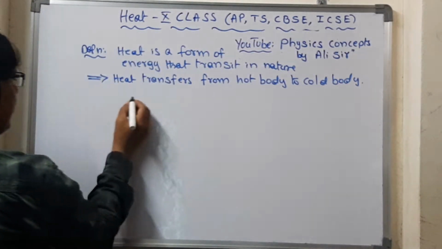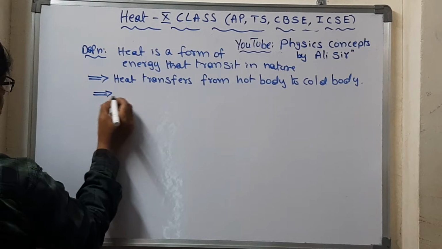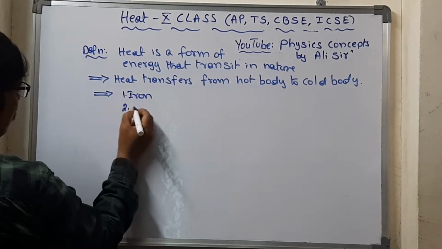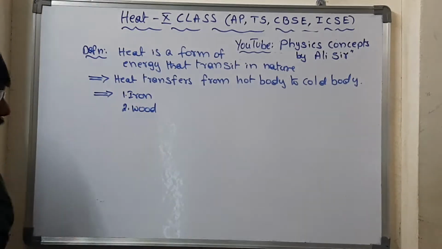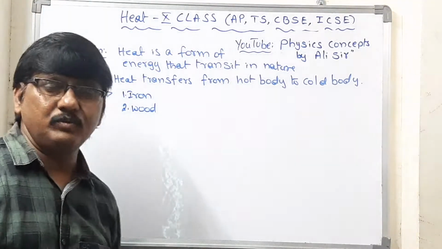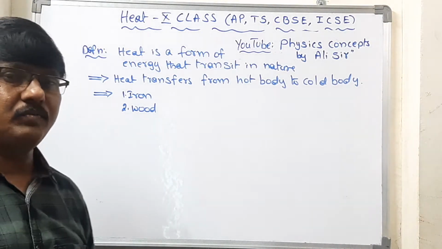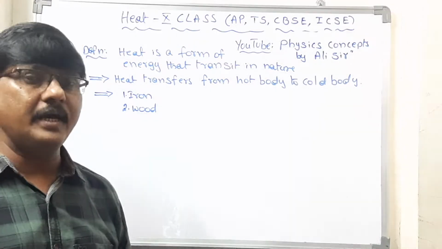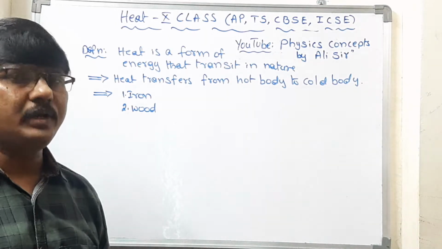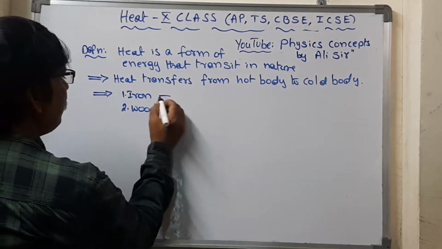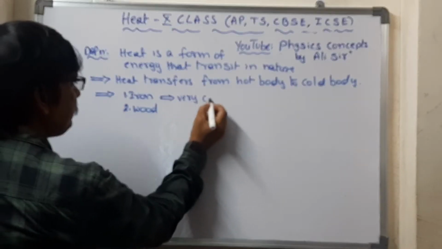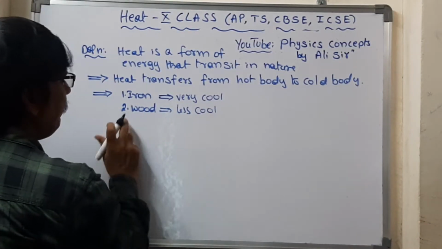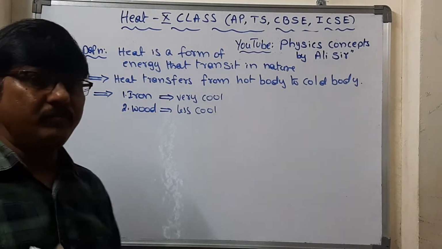How will it be? Let us take one example. Let us take one iron piece, and the second one is a wooden piece. We have taken two pieces, an iron piece and a wooden piece, and kept them in the fridge. After 1 hour, when we touch the iron piece, it will feel very cool. Whereas the wood feels relatively less cool when we compare it with iron.